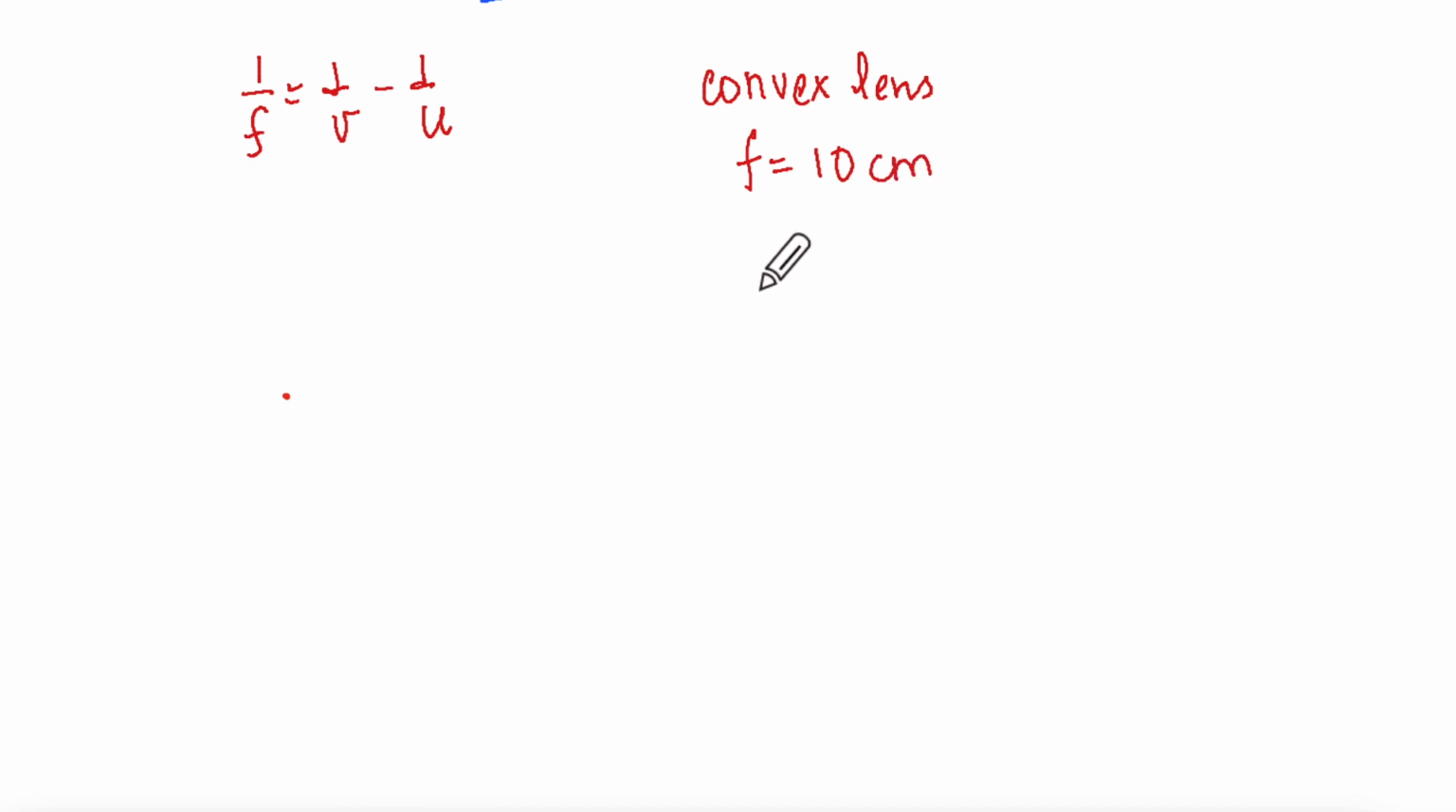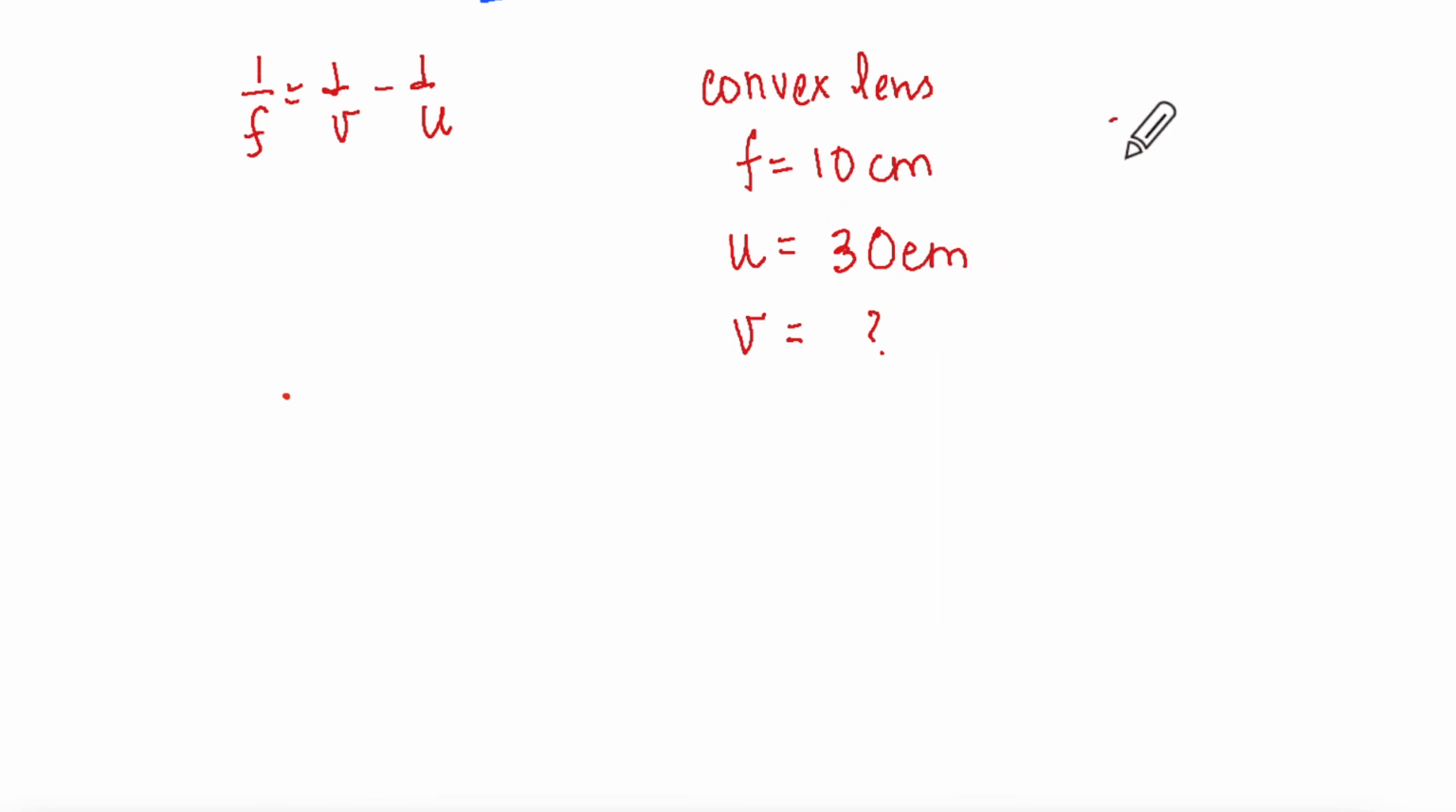Our lens formula is 1 upon f is equal to 1 upon v minus 1 upon u. Now let's take an example. Let us take a convex lens and let us say that its focal length is 10 centimeter. And we are placing the object in front of it at 30 centimeter distance, and you have to find where is the image formed. All right.